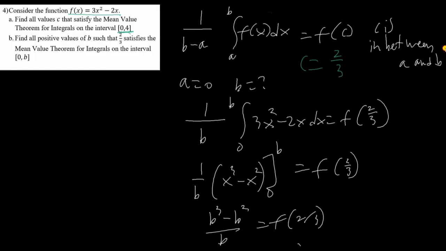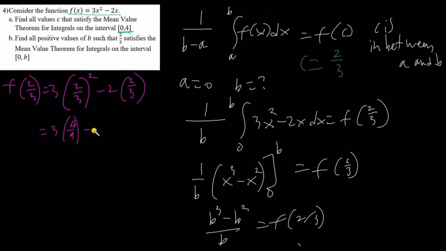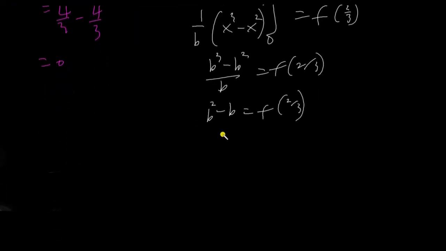Let's find f of 2/3 real quick. That's just going to be plugging in 2/3 into the function. It's 3 times 2/3 squared minus 2 times 2/3, which is 3 times 4/9 minus 4/3. So I have 4/3 minus 4/3, which is equal to 0. Okay, that's interesting. So what that means is I want to find a value where b squared minus b equals 0, because 0 is f of 2/3.